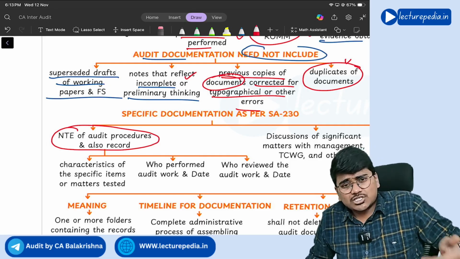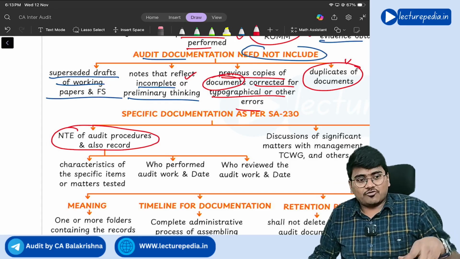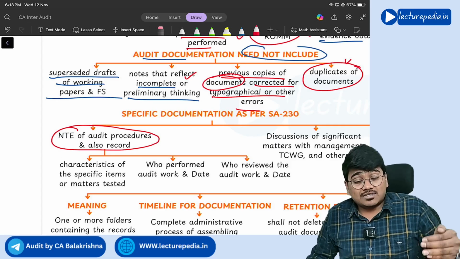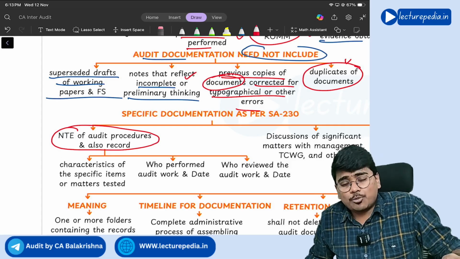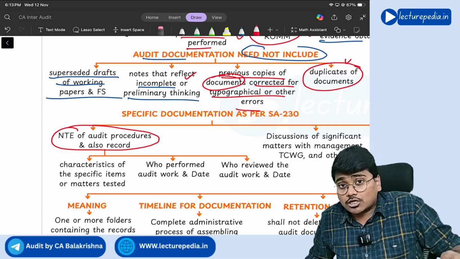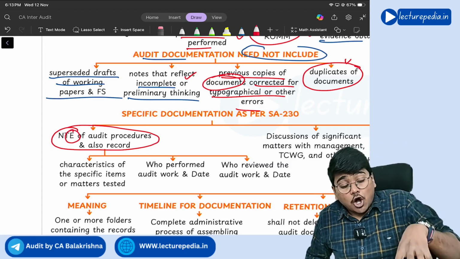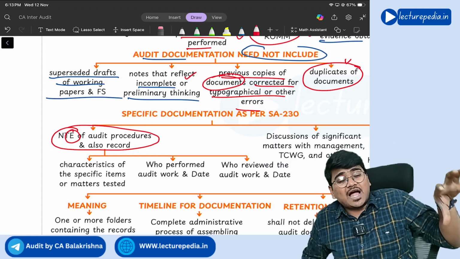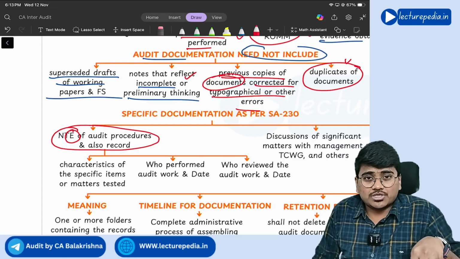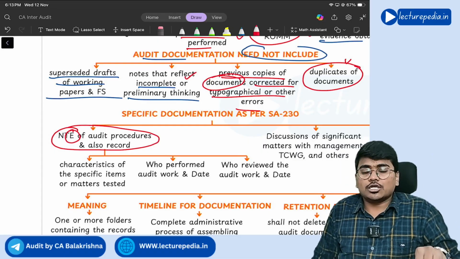So what is the nature of procedure you have performed? You need to document it. Next, timing. At what time you have performed that audit procedure? That also you need to document it. Next, extent. Extent means on how many items you have performed this procedure, that also needs to be documented by you.